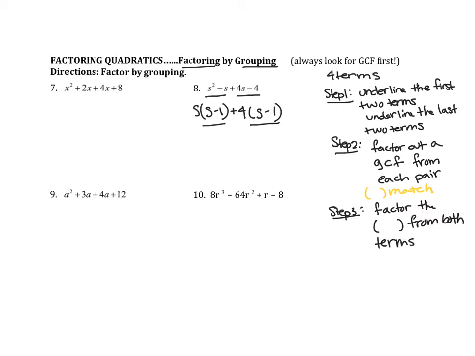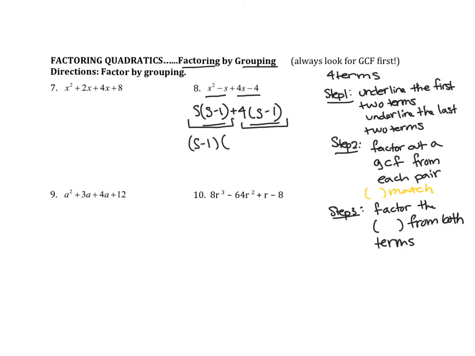So I still only have 2 terms. My first term is this entire front half in front of the plus sign, and my second term is this entire back half after the plus sign. So I want to take the s minus 1 out, because they both have an s minus 1.